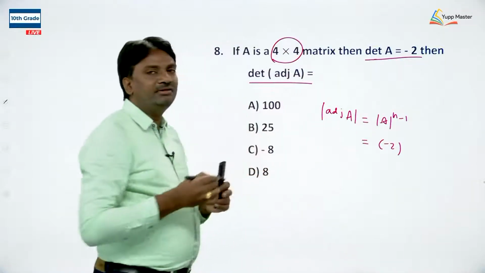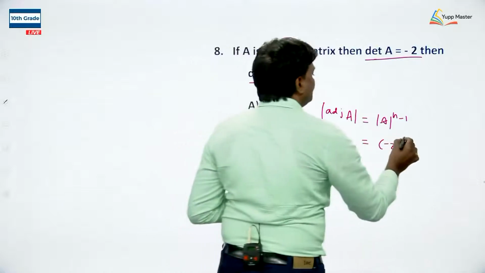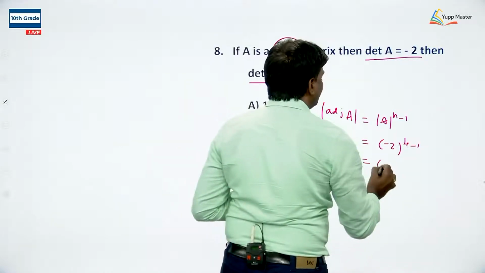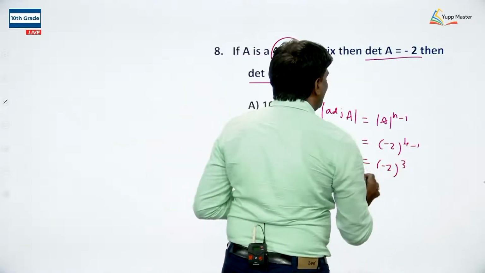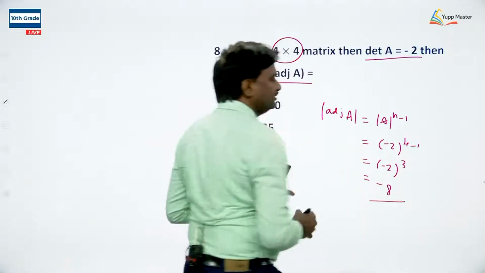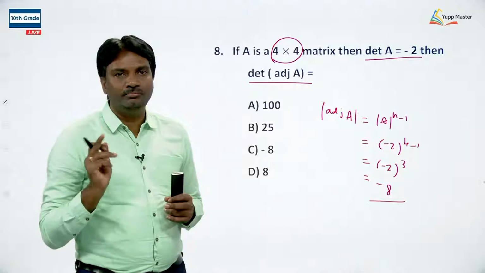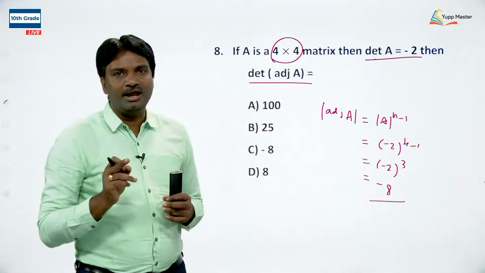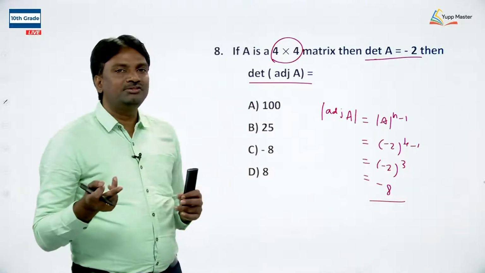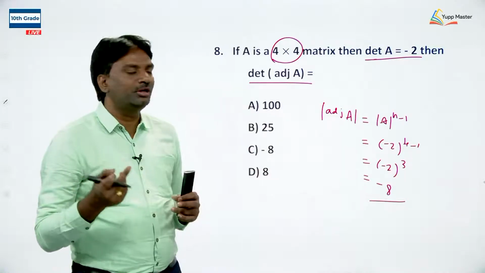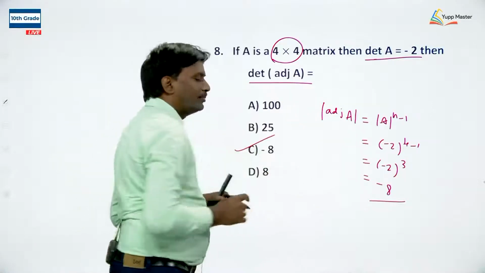Since A is a 4 cross 4 square matrix, we can write this as 4 minus 1, that is, minus 2 whole cube. So minus 8. Minus 2 whole cube means minus 2 into minus 2 into minus 2, 3 times: minus into minus plus, plus into minus, minus. So that is minus 8, that is option C.